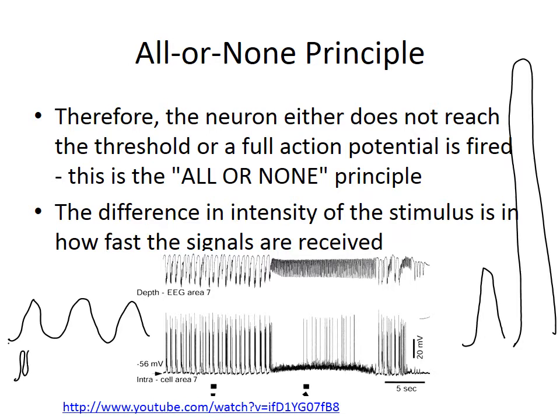But if you're sitting on a pin, the action potentials will be the same size, but they'll come really, really fast. And so that's the difference in the intensity of the stimulus: how fast the signals are received, which will make the difference in how we perceive the stimulus.